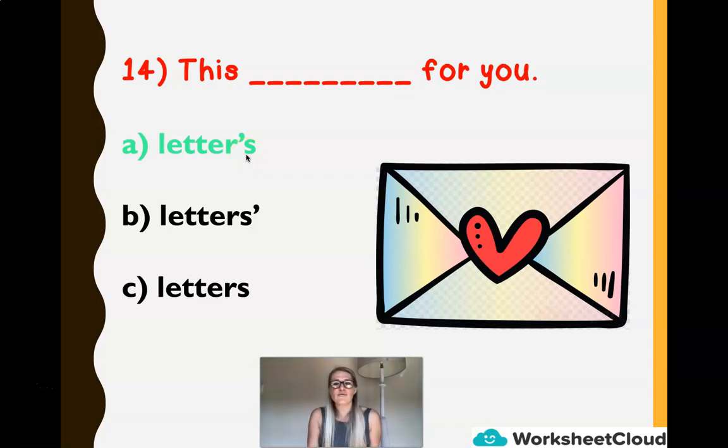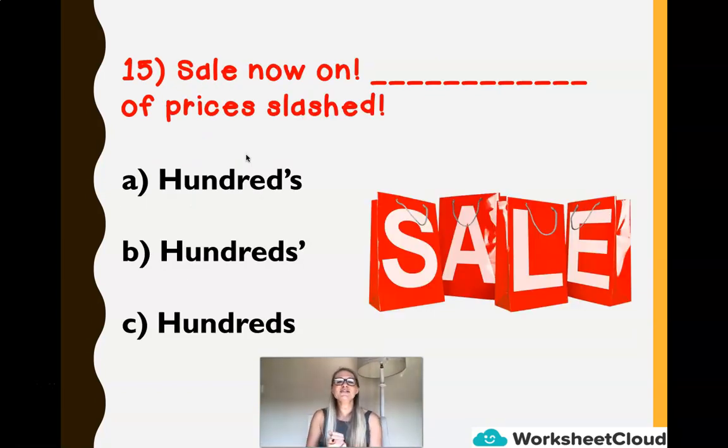This letter's for you. And boys and girls, the very last question of our quiz today is number 15. Sale now on. Hundreds of prices slashed. So which hundreds is it? Is it A, hundred apostrophe S? Is it B, hundreds apostrophe at the end? Or is it C, plural, many hundreds, hundreds of prices slashed? Is it A, B, or C?